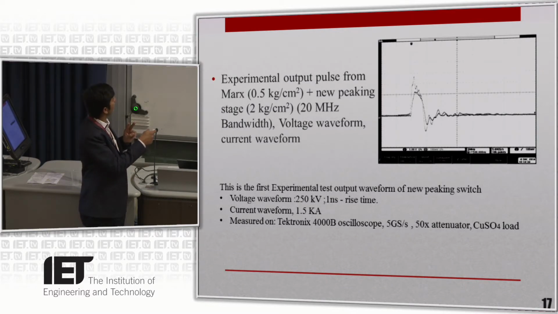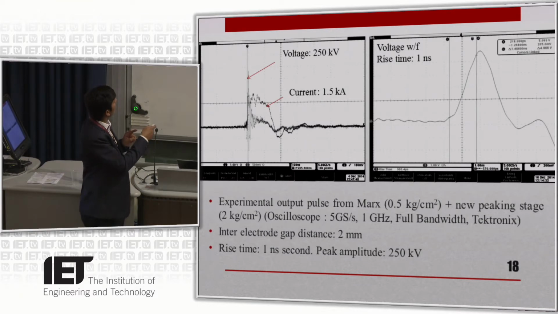This is the bandwidth of the oscilloscope, and we obtained results of about 1 nanosecond rise time. These results initially show some oscillations because of some inductive parts inside the switch. That part we also take care of and observe carefully. It is a 966 picosecond rise time. Initially the rise time was 6 nanoseconds. Now by changing the peaking stage arrangement and spark gap arrangement, we obtained the 966 picosecond rise time.